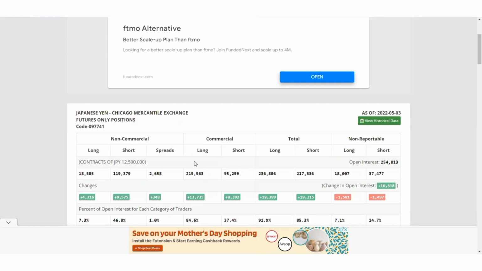If they are net long, they are buying, right? So the commercials are buying. What should the market be doing? You should be selling. Perfect. Glad you got that. Since they are buying, the market should be selling.